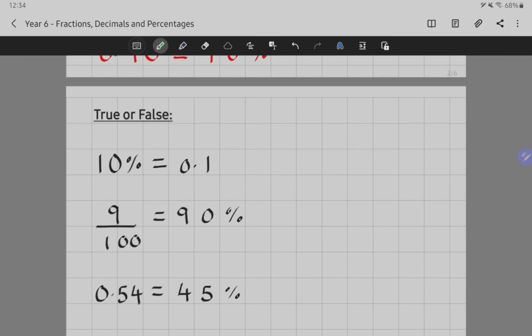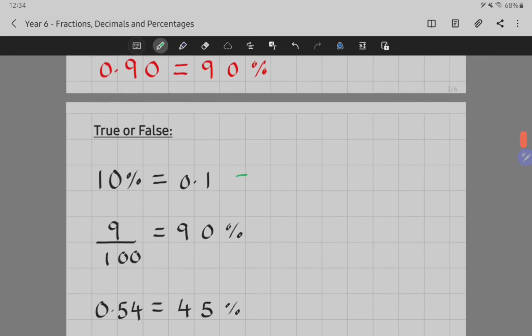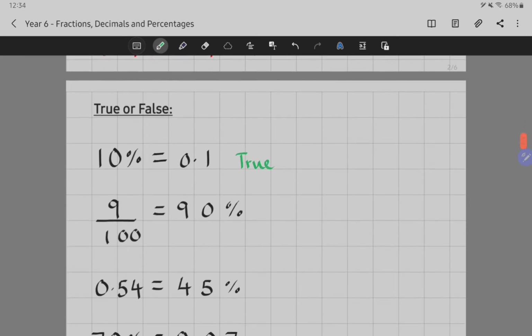How did you get on? Let's have a look. So 10% equals 0.1. Was that true or false? Well, that was true. Okay, 10%, 10 divided by 100 is 0.1 or 0.10.